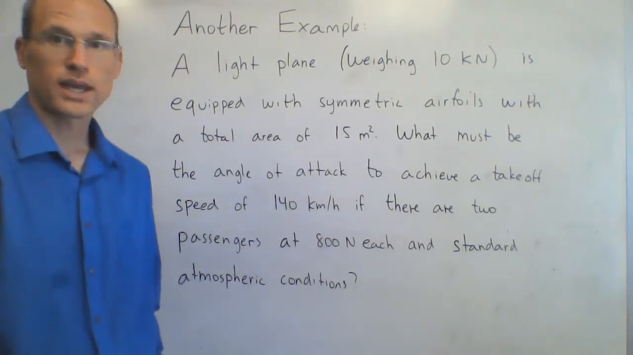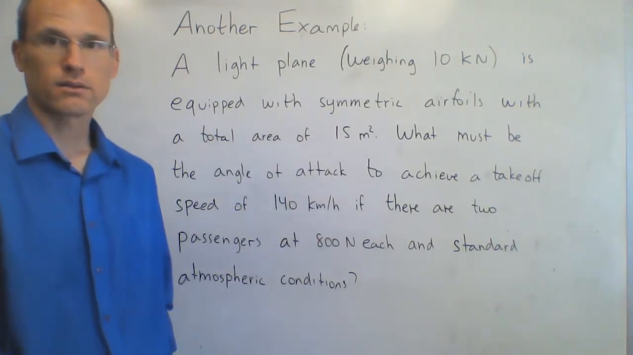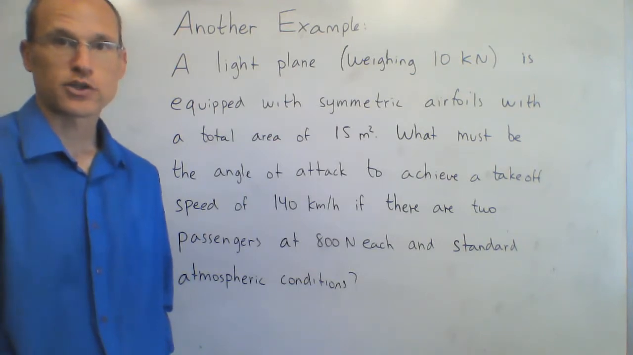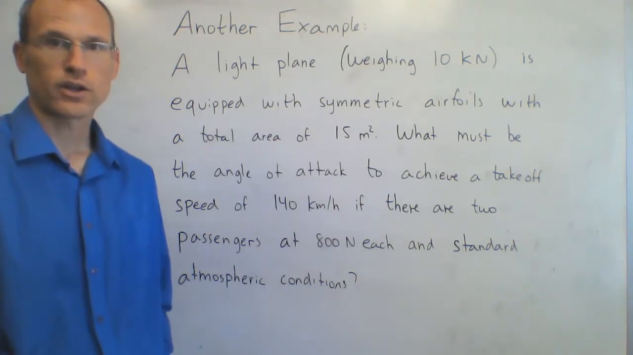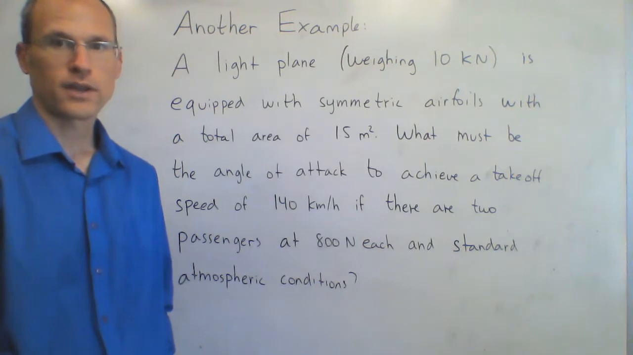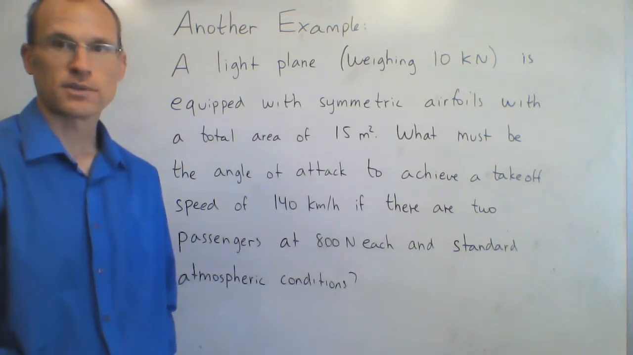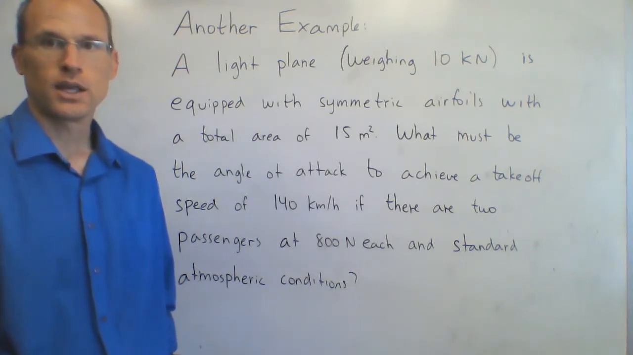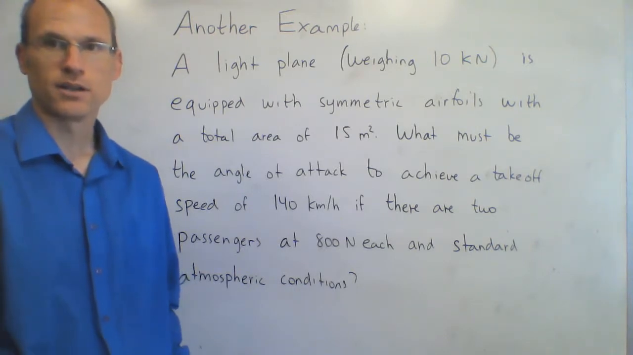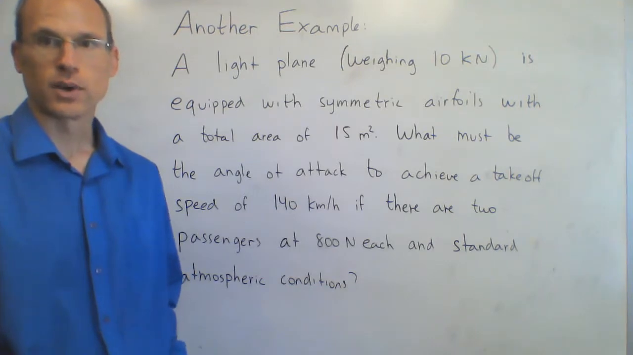So in the next example, we have a light airplane weighing 10 kilonewtons, has symmetric airfoils, total wing area 15 square meters. Want to find the angle of attack if we want our takeoff speed to be 140 kilometers an hour, assuming standard atmospheric conditions, and 2 people in this plane weighing 800 newtons each. So one of them is obviously going to be the pilot, the other one maybe a co-pilot, but 2 people in addition to the weight of the plane.